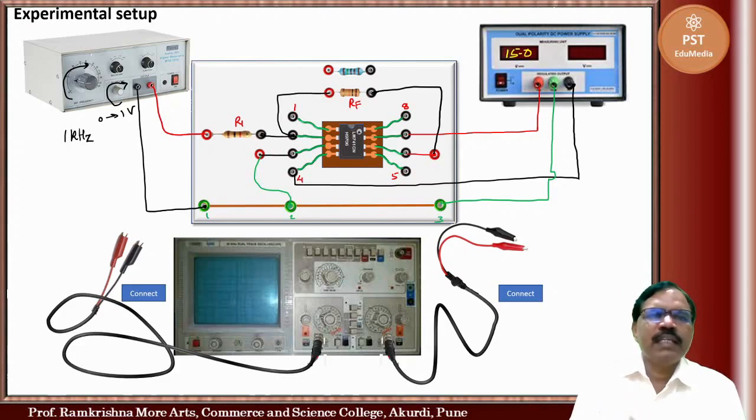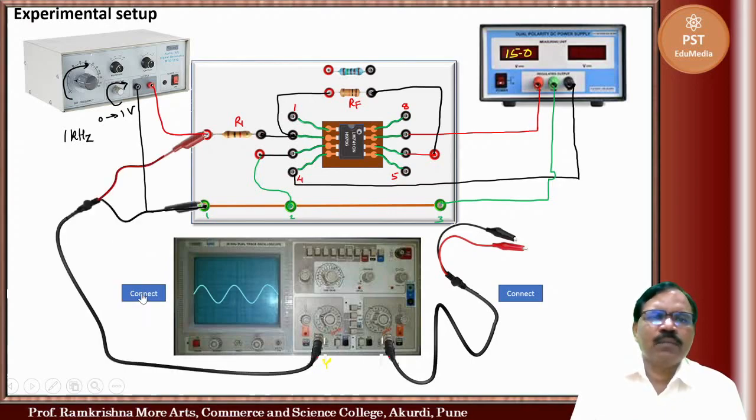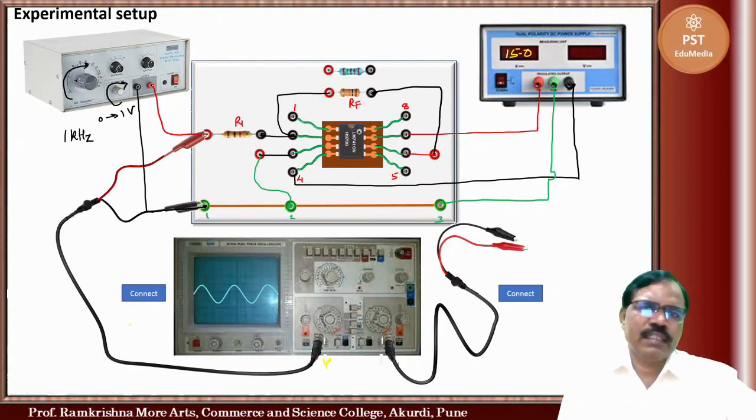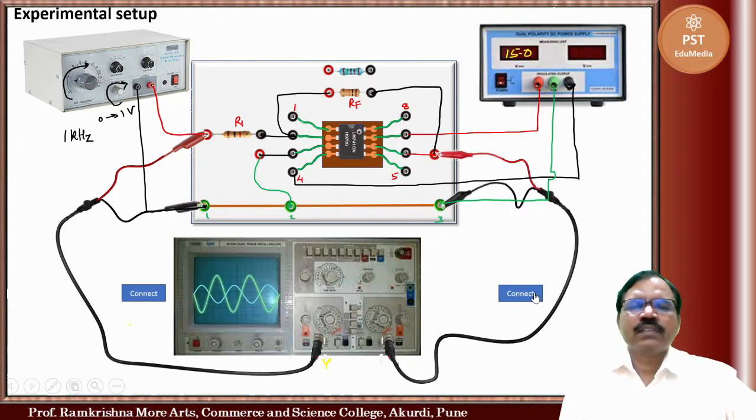Now to measure the input we have to connect this Y channel to the input. So here connect the Y channel to input. So we will get the signal here, and that is a sine wave signal because we have given a sine signal. Now connect the second channel to the output. So we get the output signal.